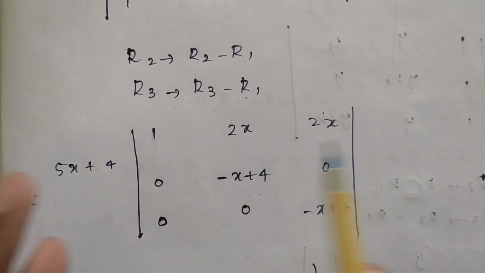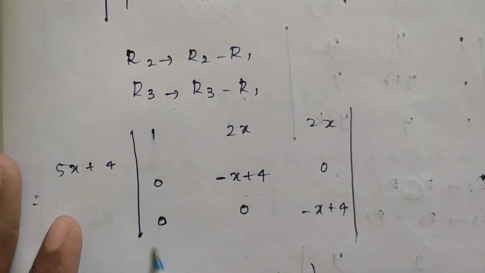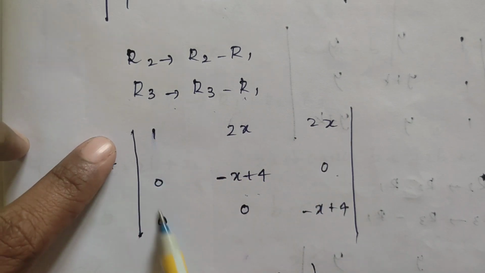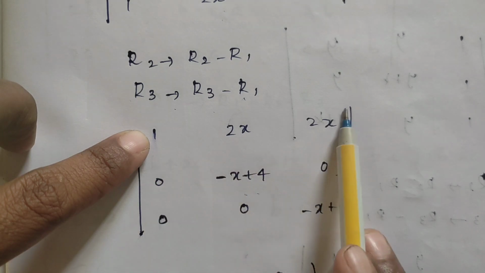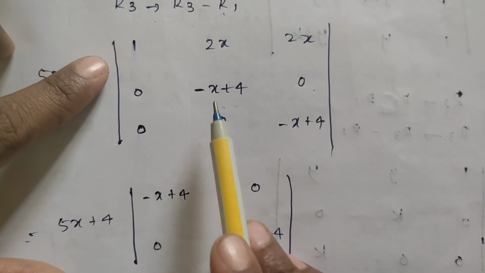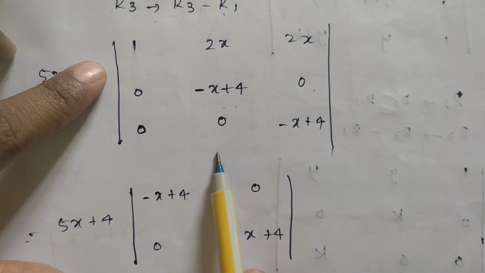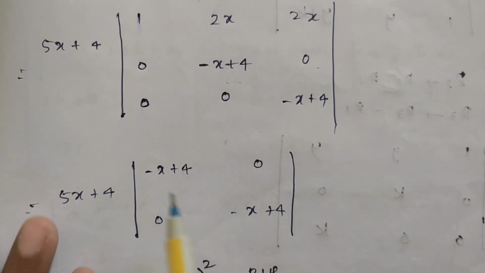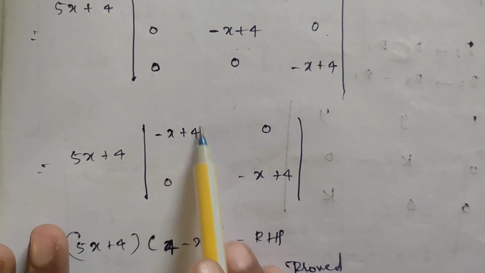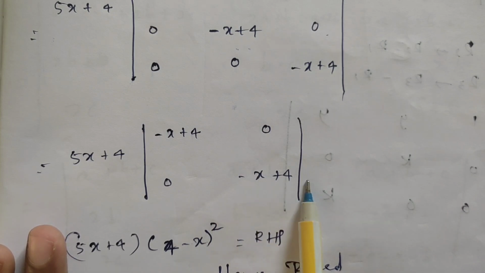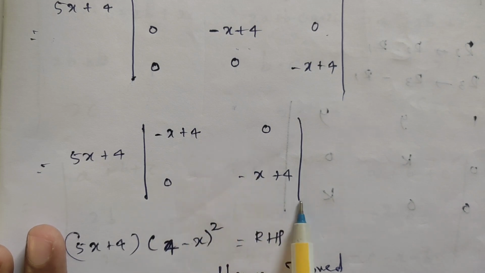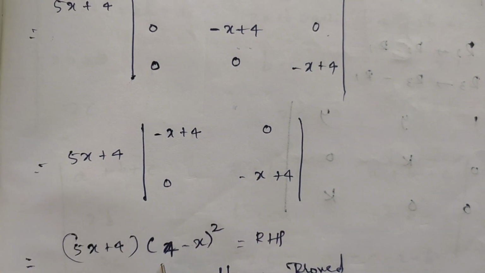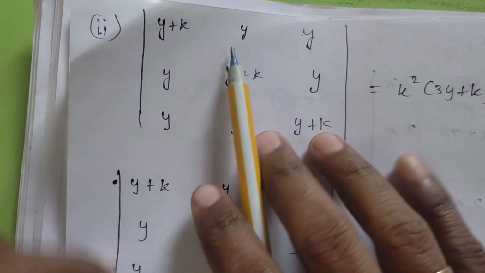Now let us find the determinant value. Expanding along the column, 1 into, leaving this row and this column, I will be getting minus x plus 4, 0, 0, minus x plus 4. Now find the determinant value: minus x plus 4 into minus x plus 4 minus 0. That is nothing but 4 minus x the whole square. So 5x plus 4 into 4 minus x the whole square. We have proved it. The next problem.